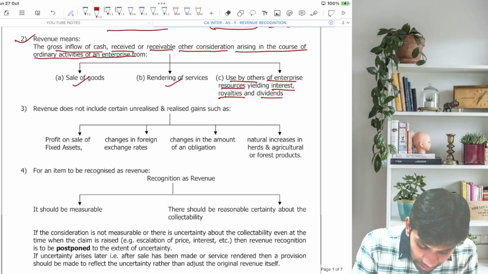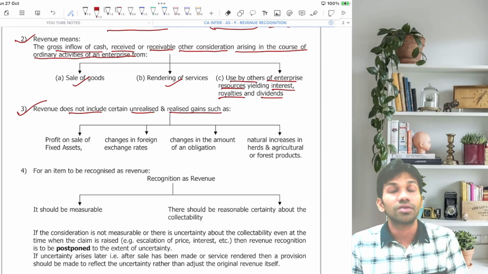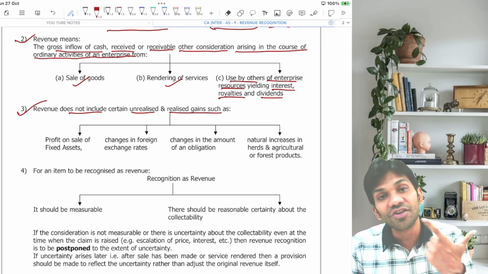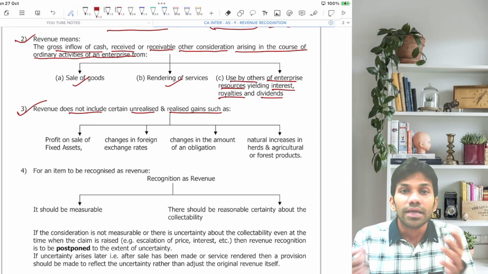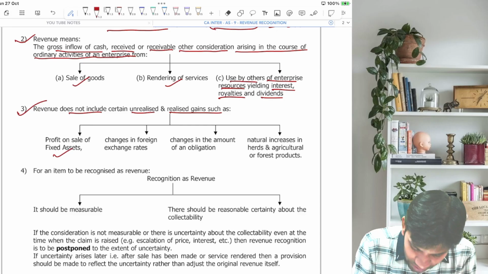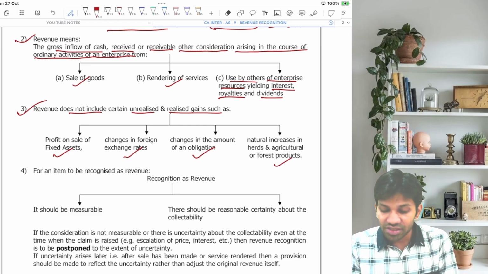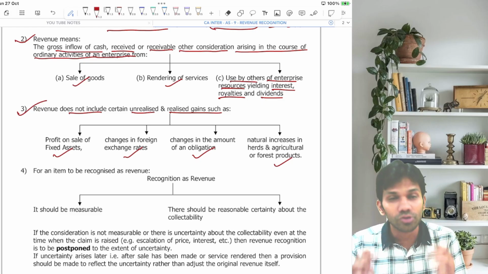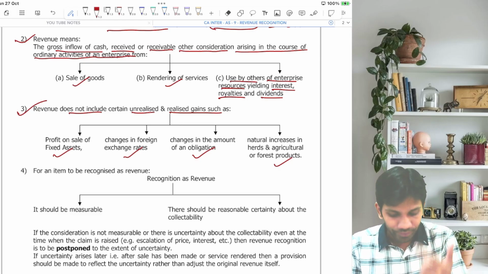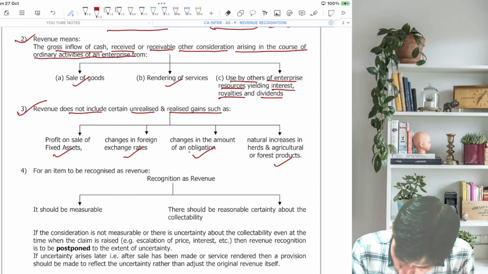That's it. Now revenue does not include certain realized and unrealized gains. Even though they are inflows, whether realized or not realized, revenue does not include these things: profit on sale of fixed assets, changes in foreign exchange rates, changes in the amount of an obligation, and natural increase in herds and agricultural or forest products. So these four are not included. Please remember this also. What it doesn't include: profit on sale of assets, changes in the foreign exchange rates, changes in the amount of an obligation. Now what do you mean by obligation? Liability.